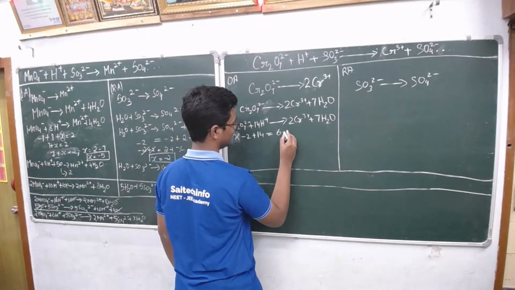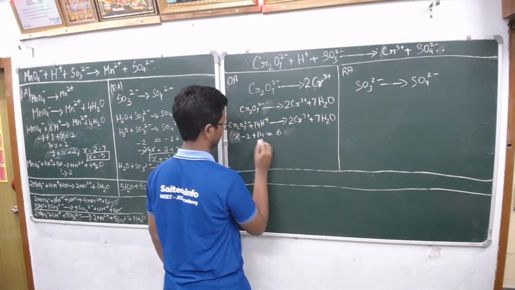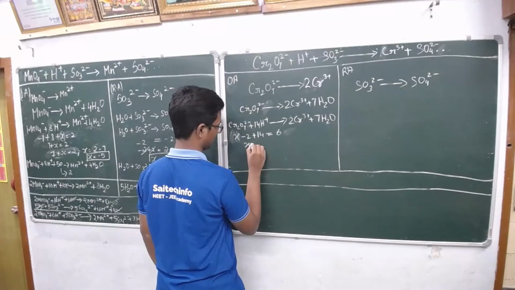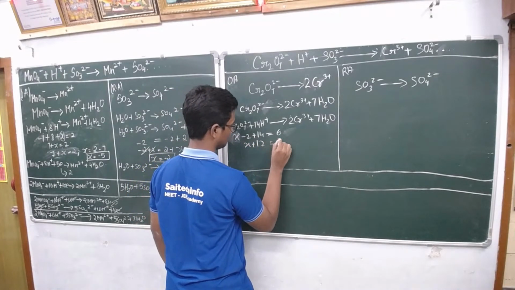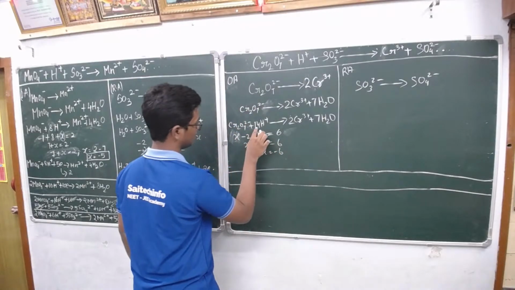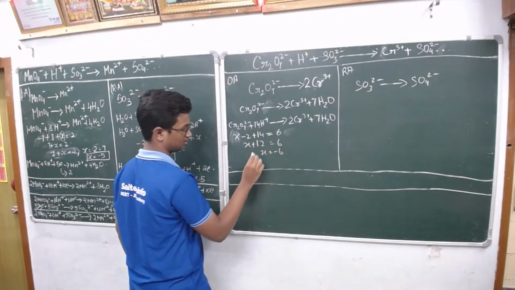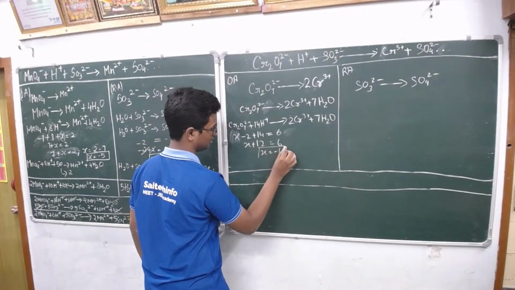Plus X. And then doing 3 2 6, so X plus 12 equal to 6 and X is equal to -6. So that's why we are adding Cr2 charge in 6 here. 6 electrons in left hand side.